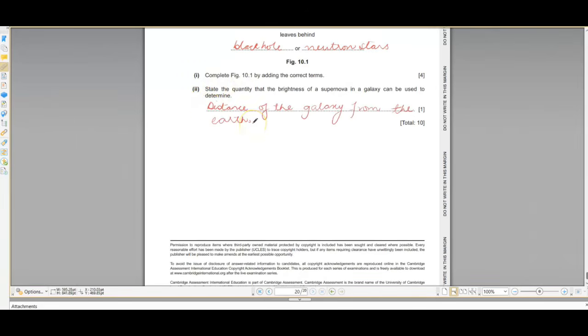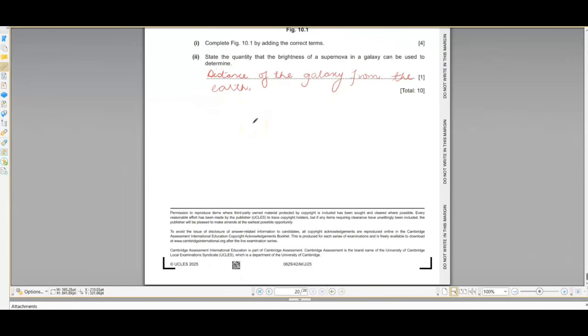Okay, so this brings us to the end of our paper 4.2 of May-June 0625 and 2025. So we are done with it.